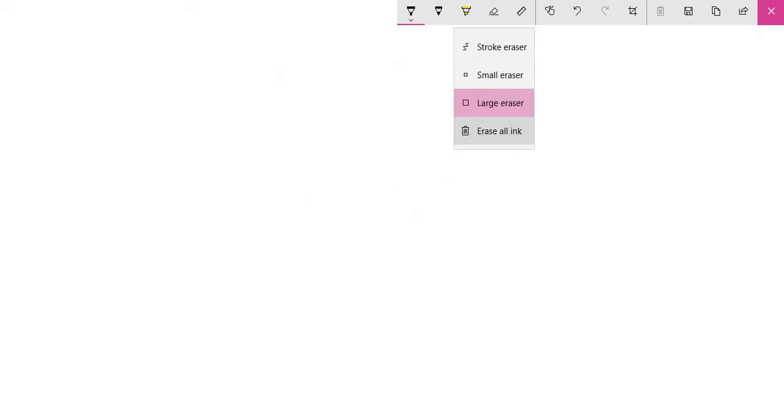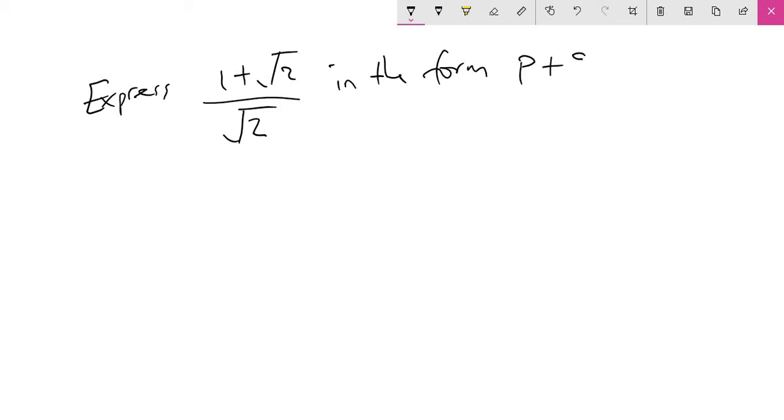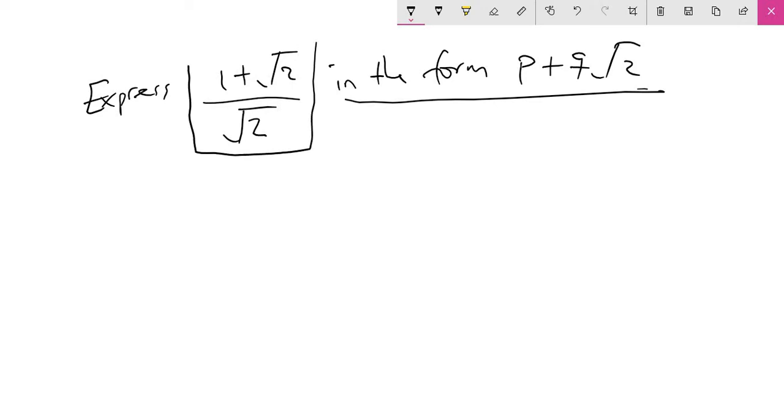Let me just clear the screen. So we have, express (1 plus root 2) over root 2 in the form p plus q root 2. Now you shouldn't let these expressions scare you. Once you have a surd that clearly needs simplification, that is what you should do. You simplify it, and then you see if you can express it in this form, and that's all it is. Now we can clearly see that this expression needs rationalization. We can't leave the root 2 in the denominator as such.